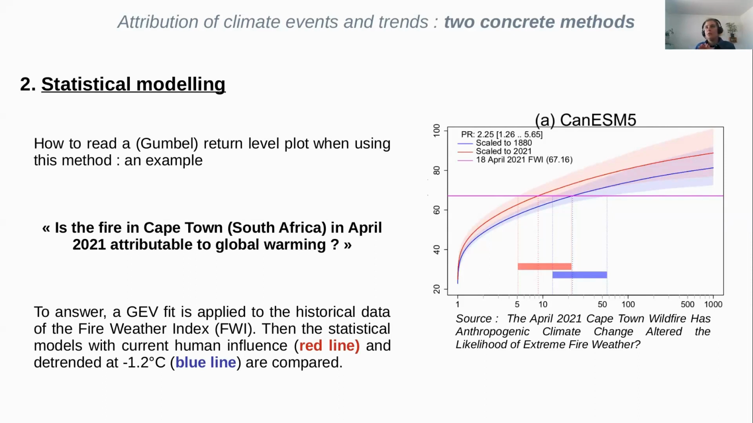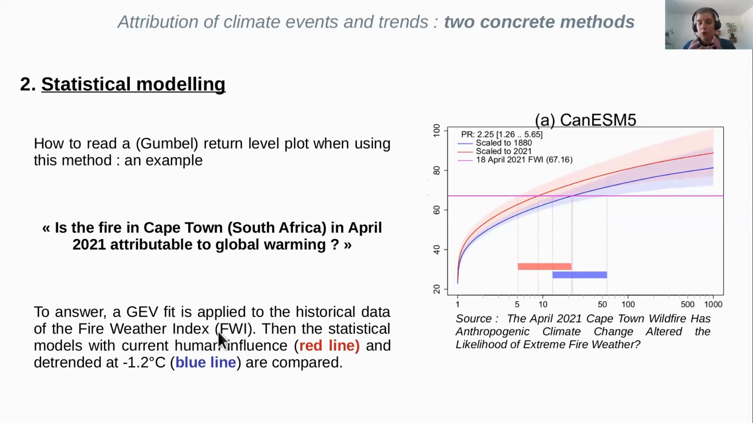When you conduct the statistical attribution method, you want to assess the probability of a given event. For example, there has been a strong fire in Cape Town in South Africa in April 2021. One can ask, is this fire attributable to global warming, so the increase of global mean temperature? Using the GEV statistical model, first you select an indicator. One indicator for fire assessment is the fire weather index, FWI.